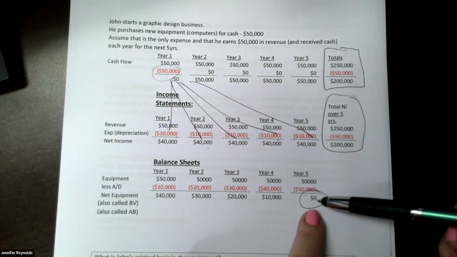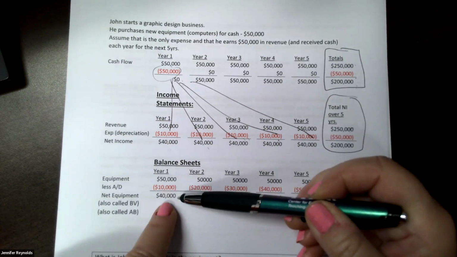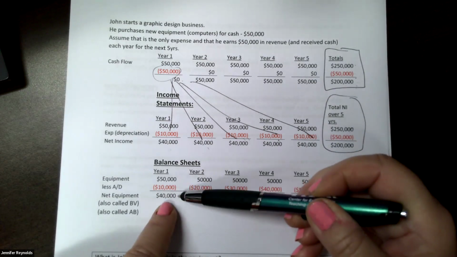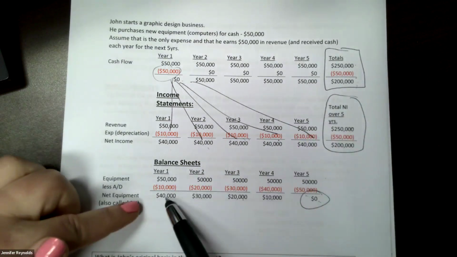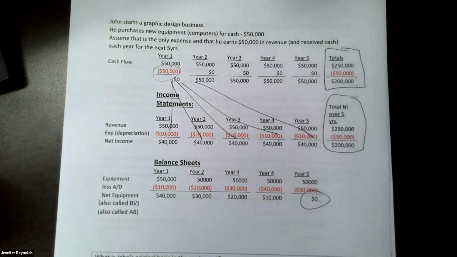So anything they sell it for above zero, they'd end up having a gain. Or if they sold it at the end of the first year, anything they sold it for over 40, they'd have a gain. So that's it. You sell it for more than the book value, it's a gain. Less than the book value, it's a loss. Stop your video. I'm going to work this problem real quick, and you just make sure you can do this gain loss, okay?